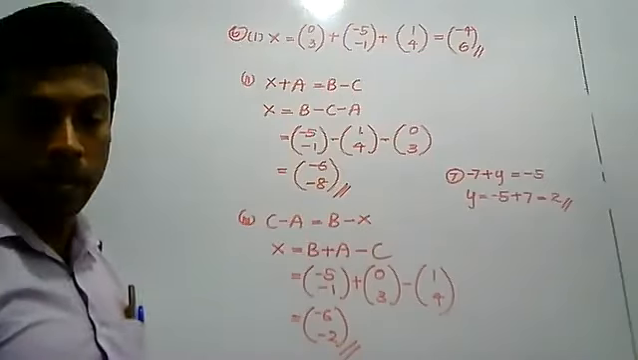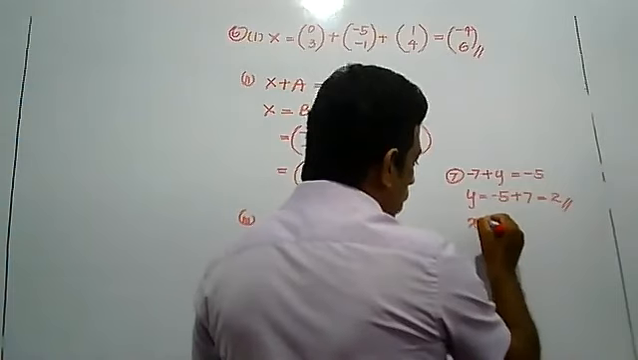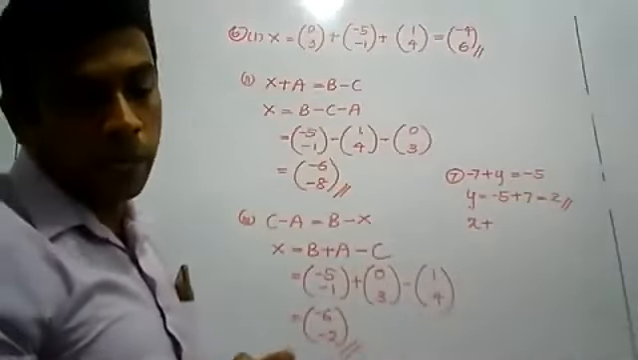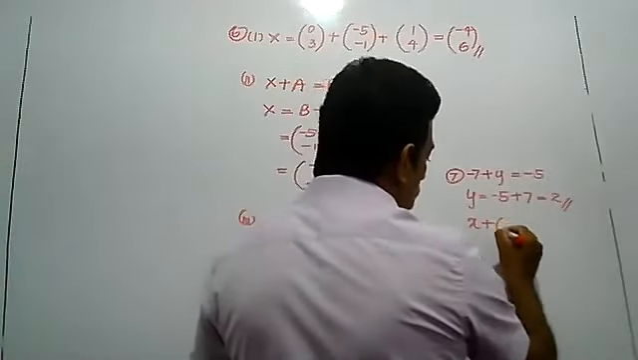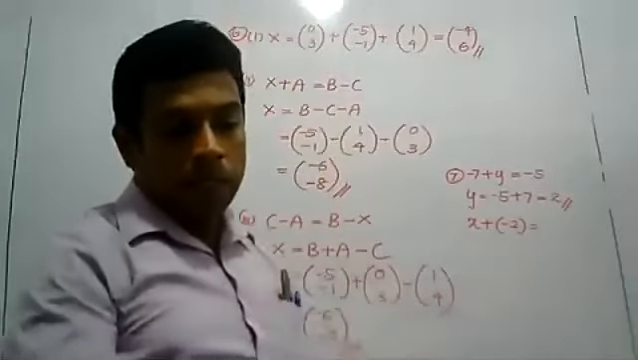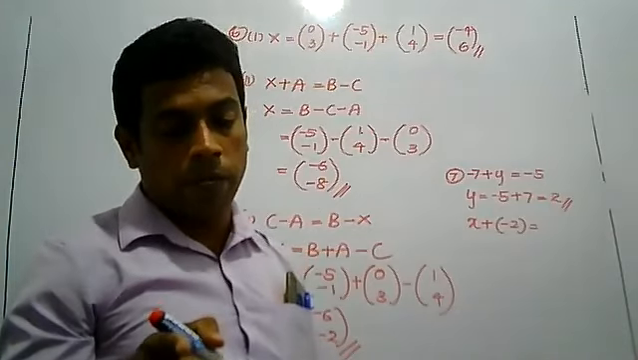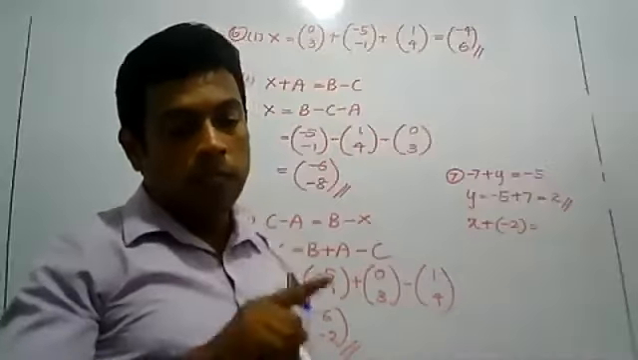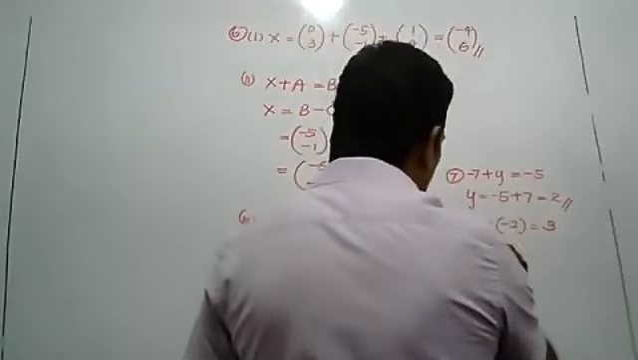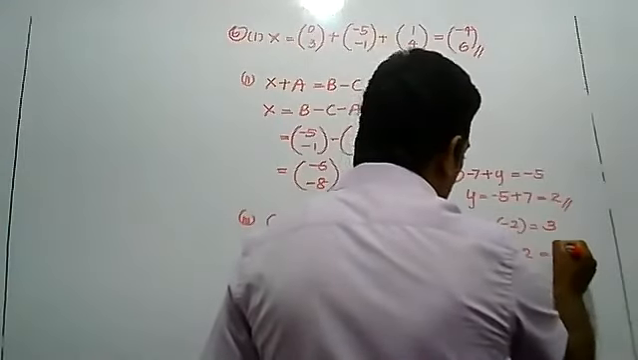Then we want to find x. So, first row, second column, x plus the second matrix, first row, second column, which is minus 2. When you get the second element of the 3 matrices, x plus minus 2 equals 3. So x equals 3 minus 2 on the right hand side plus 2, 5.